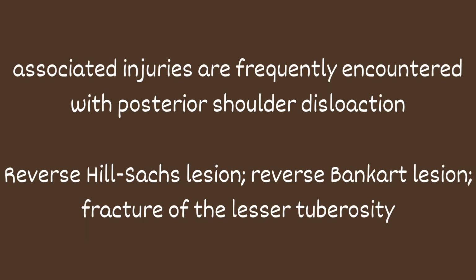So how will you confirm the diagnosis? You can simply advise the plain radiograph, lateral and axillary view. This is a plain radiograph of the shoulder joint with the axillary view. What are the most common injuries frequently encountered with the posterior shoulder dislocation? The reverse Hill-Sachs lesion, the reverse Bankart's lesion, and the fracture of the lesser tuberosity.